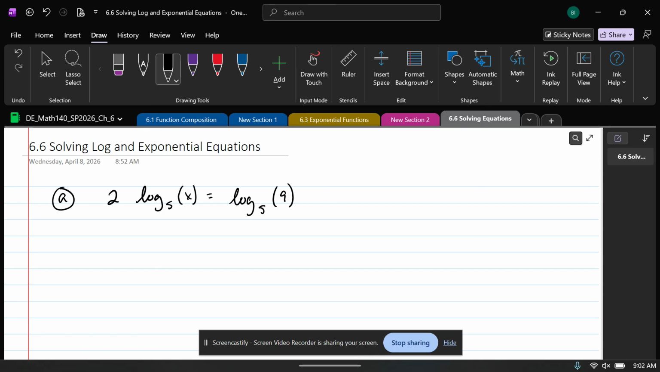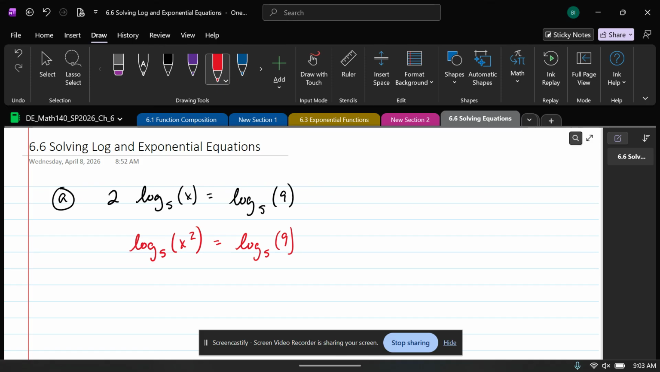Okay, so anytime we have a logarithmic equation, the first thing that you want to do is try to condense any log properties that you have on one side. So on that left side, we've got a power property right there. So that could be condensed into log base 5 of x squared. And the reason you want to do that is so that you can then get rid of the logarithms.